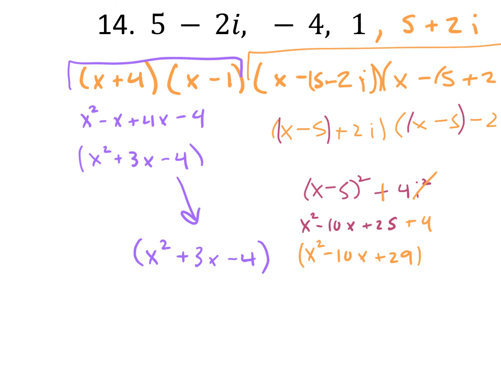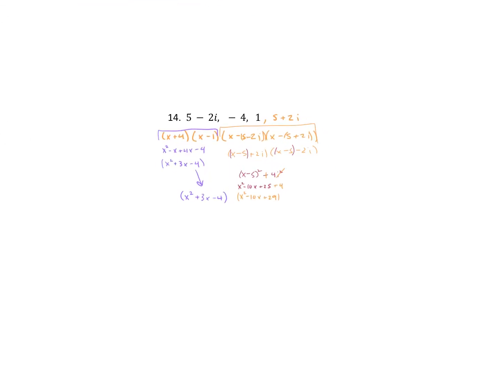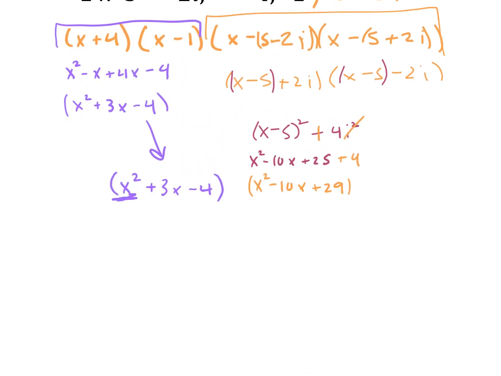Since we have a trinomial being multiplied to a trinomial, it's a little bit more than FOILing, but just make sure every term in the first one gets multiplied to every term in the second. I'm going to start with the first one, x squared. So x squared times x squared would be x to the fourth power. X squared times negative 10x would be negative 10x cubed. And then x squared times 29 would be plus 29x squared.